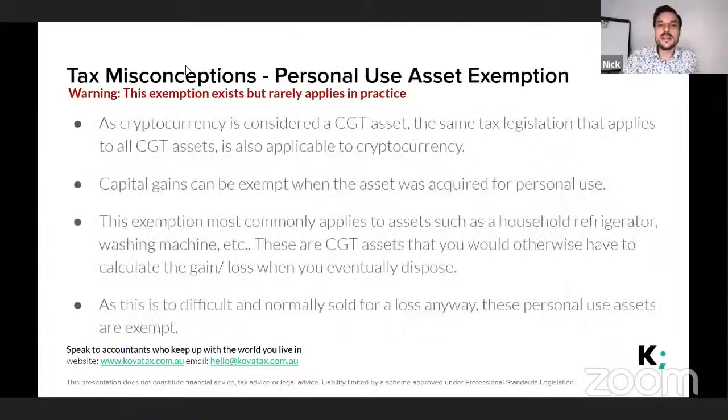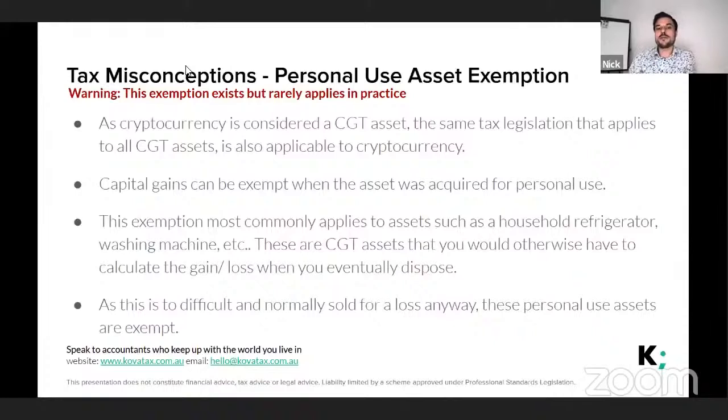All right, let's look at the next big tax misconception. This one is thrown around a lot as well. It's called the personal use asset exemption. By the way, this is a real exemption that exists. So this exemption exists because cryptocurrency is considered property. This is a ruling that the ATO issued, their interpretation of how cryptocurrency should be treated for tax. They said it was property and that it would be treated as a CGT asset, subject to capital gains and losses. That basically fits into existing legislation that we've always had in Australia to treat investments like this.